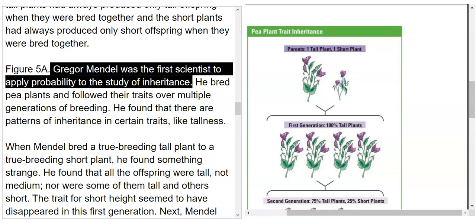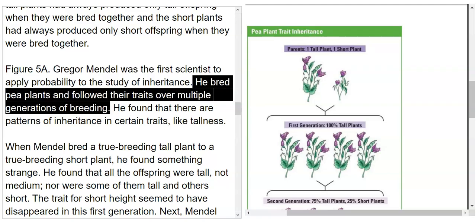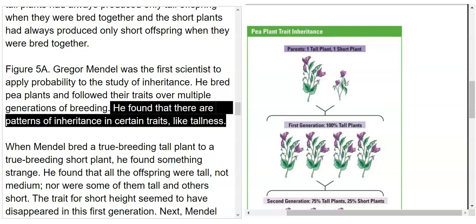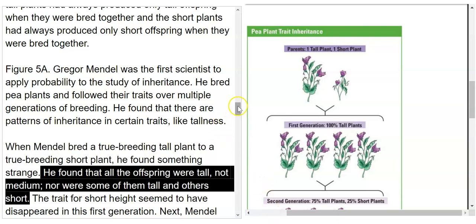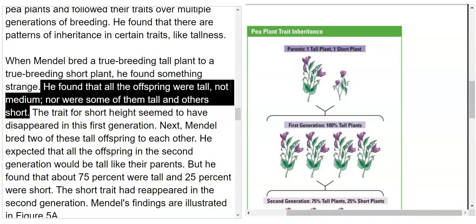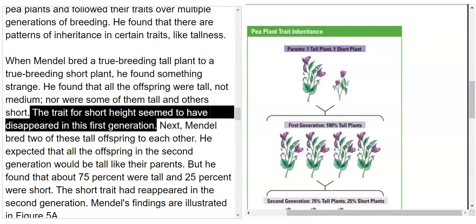Gregor Mendel was the first scientist to apply probability to the study of inheritance. He bred pea plants and followed their traits over multiple generations of breeding. He found that there are patterns of inheritance in certain traits, like tallness. When Mendel bred a true breeding tall plant to a true breeding short plant, he found something strange. He found that all the offspring were tall, not medium, nor were some of them tall and others short. The trait for short seemed to have disappeared in this first generation.